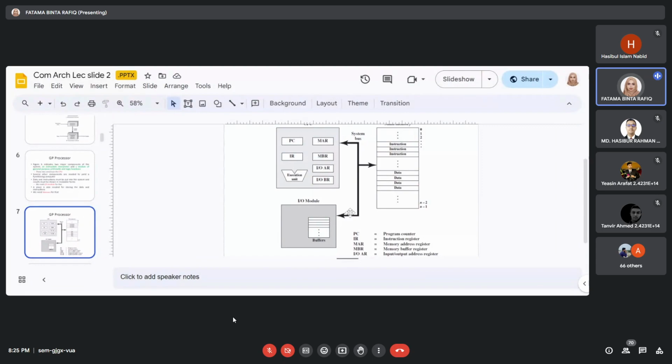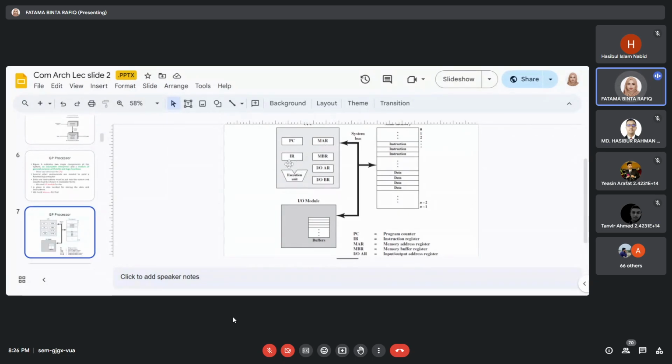We will divide it like this. The first column will have PC, IR and the execution unit. PC is program counter, IR is instruction register, and then here is the execution unit.